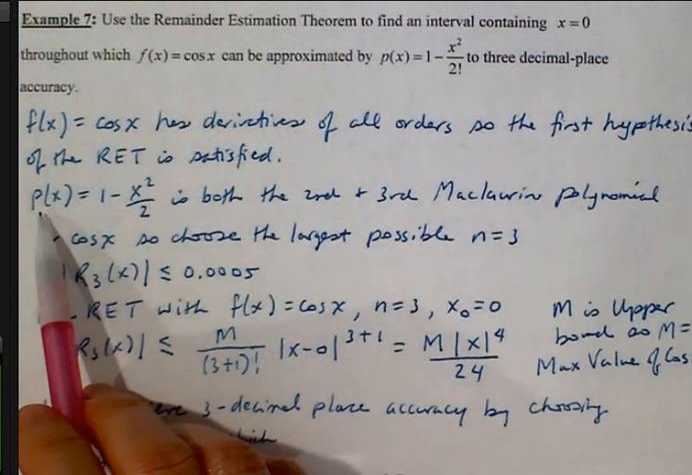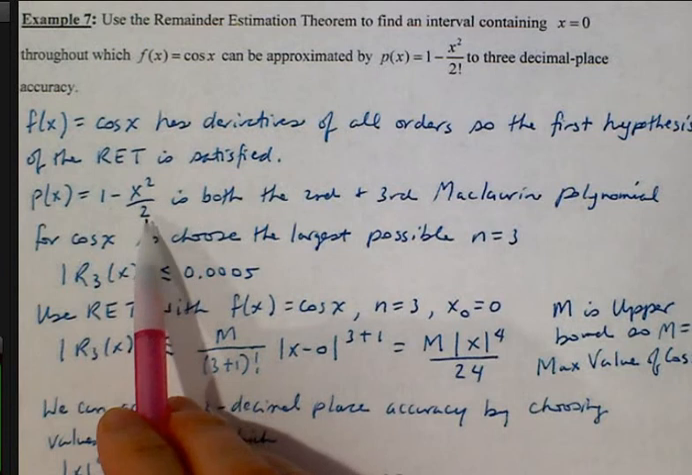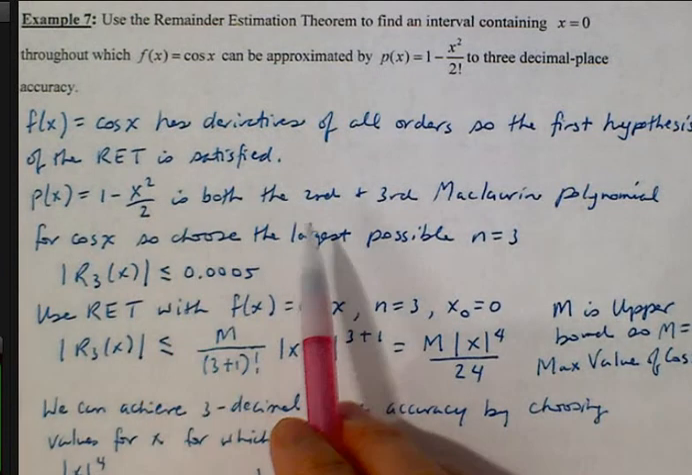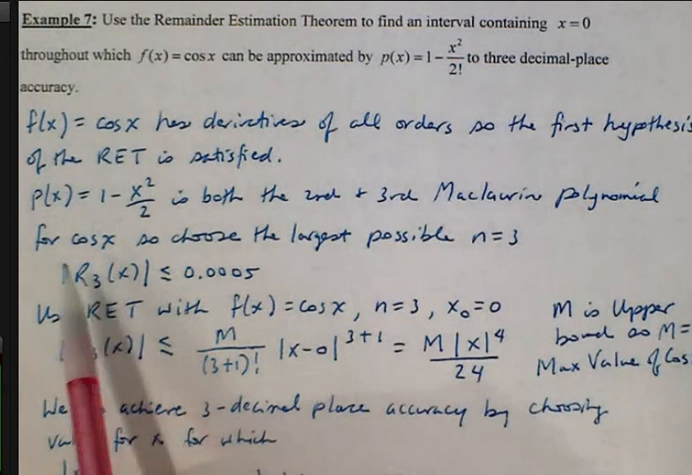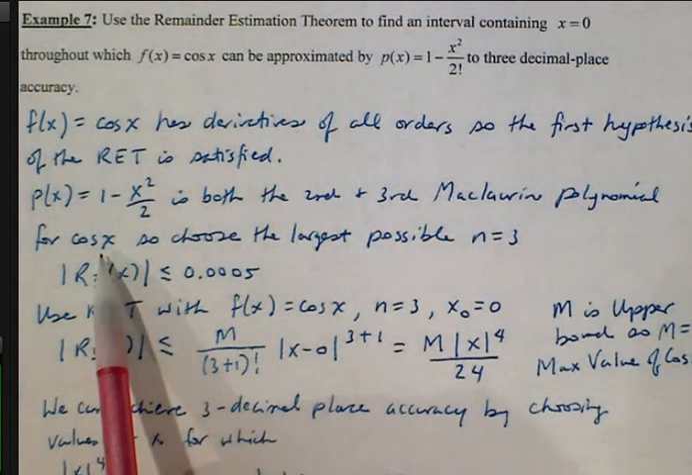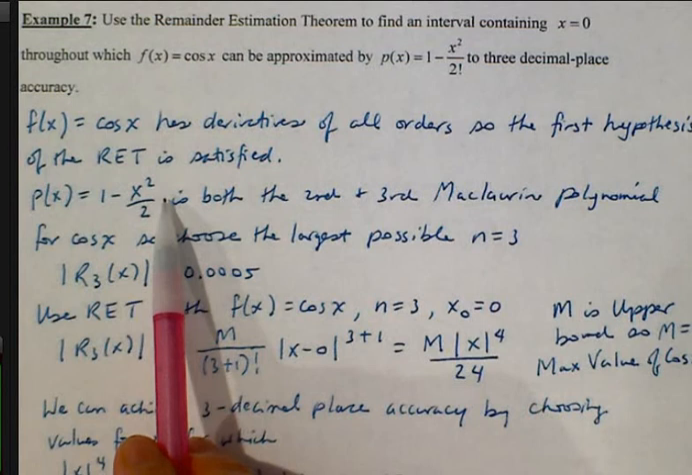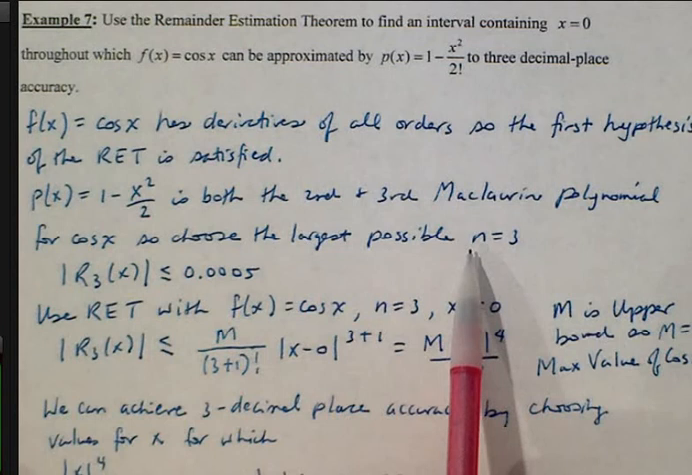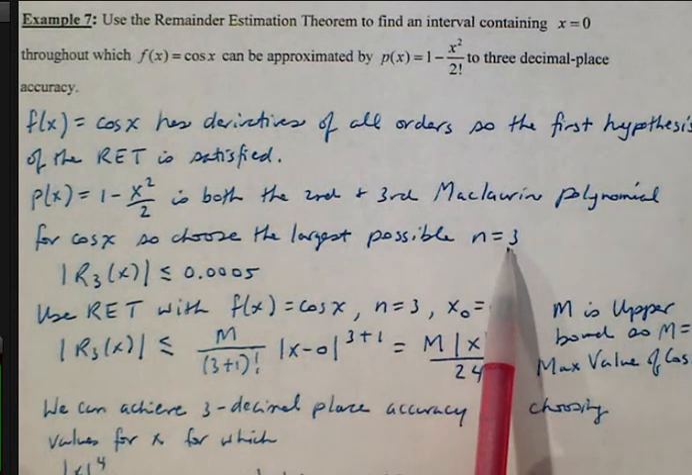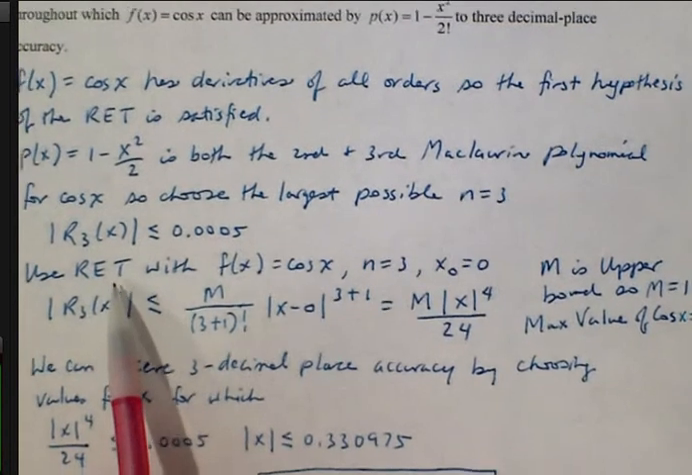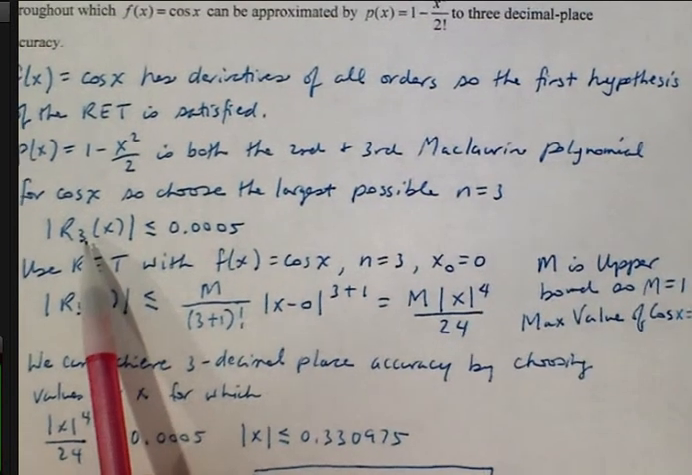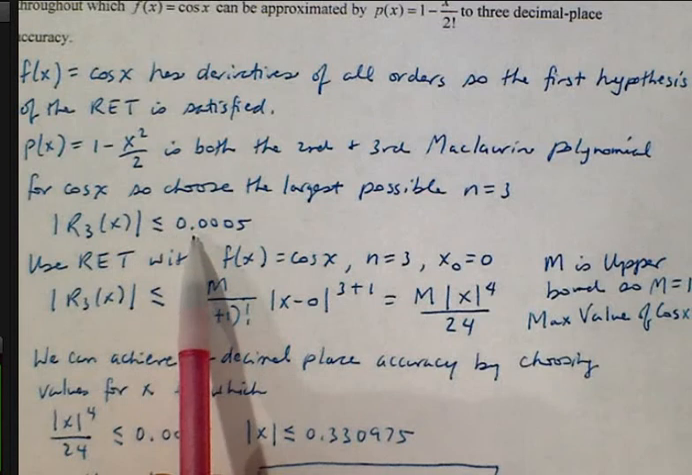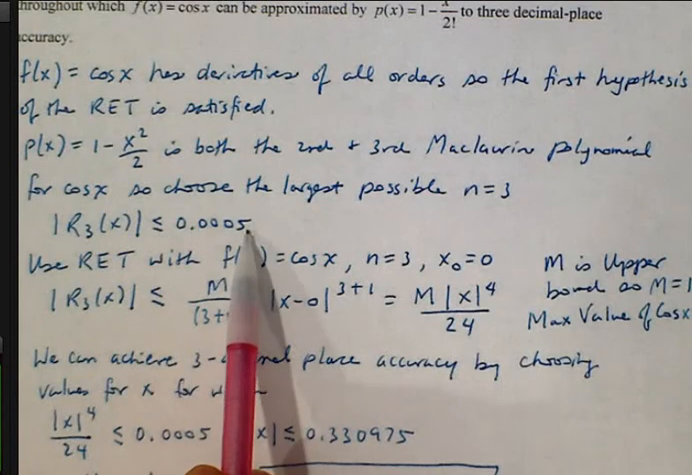They gave me p of x equals 1 minus x squared over 2, and I know that that is both the second and the third Maclaurin polynomial for cosine of x, because the third-degree term is just going to be 0. So you choose the largest possible n, which is n equals 3. Then I set it up so that the absolute value of my remainder is less than or equal to 0.0005. That will ensure me 3 decimal place accuracy.